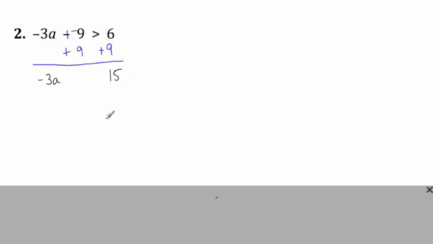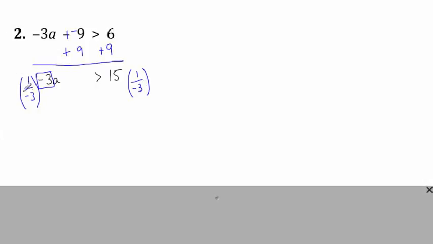Now, since we did not multiply or divide by a negative number, we will not flip the sign. It will stay just the way it is. It will remain negative 3a is greater than 15. Next, we need to multiply both expressions by the reciprocal of the coefficient. The coefficient here is negative 3, and the reciprocal of negative 3 is 1 over negative 3. So we multiply both expressions here by 1 over negative 3.